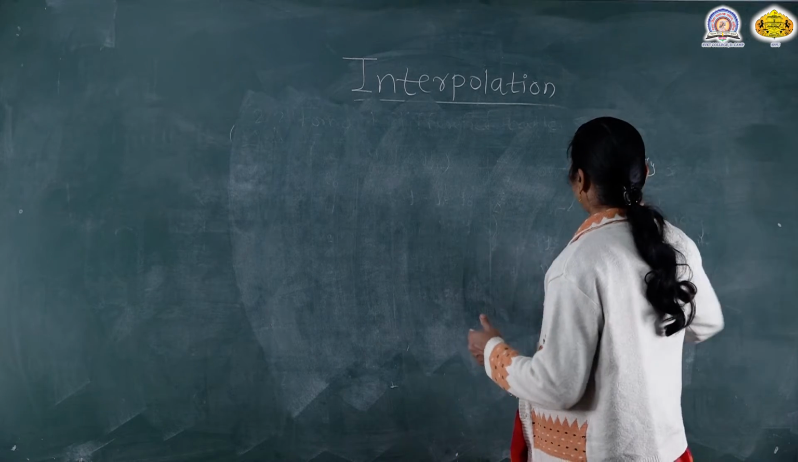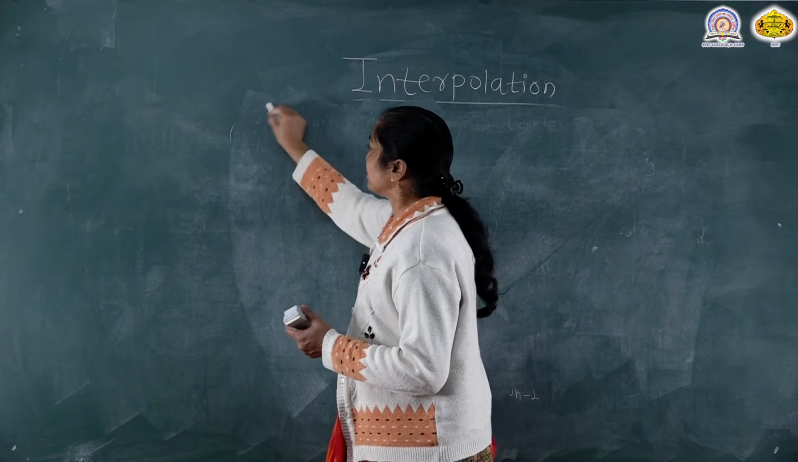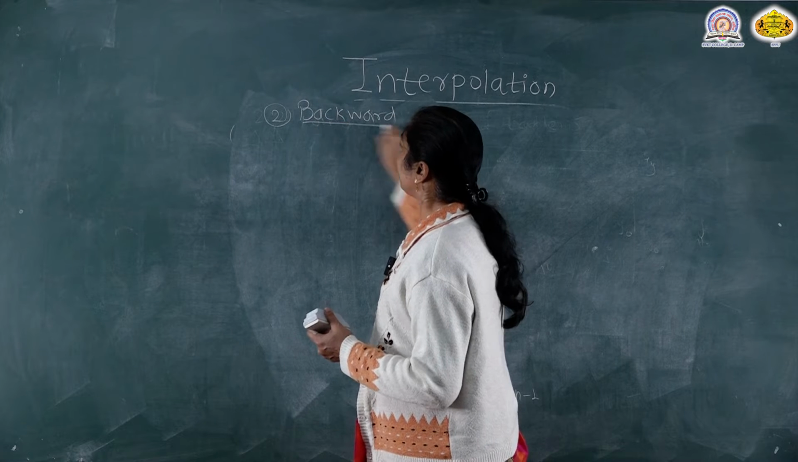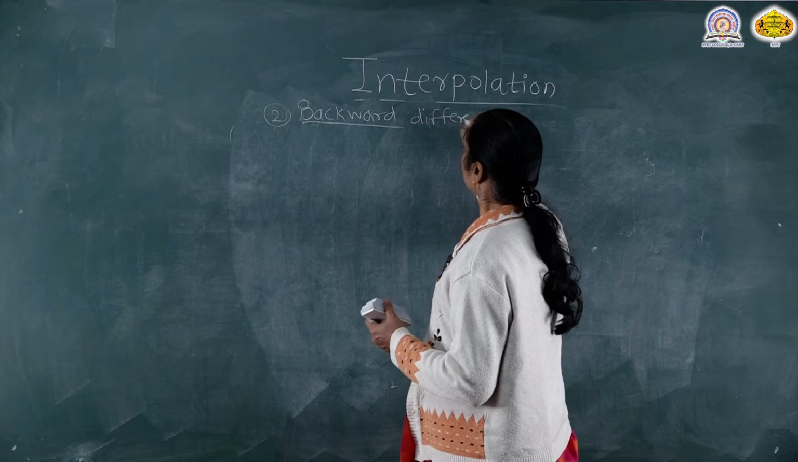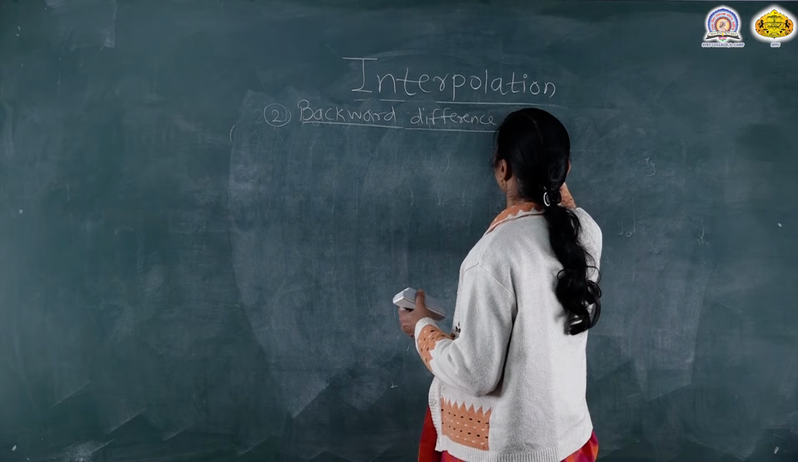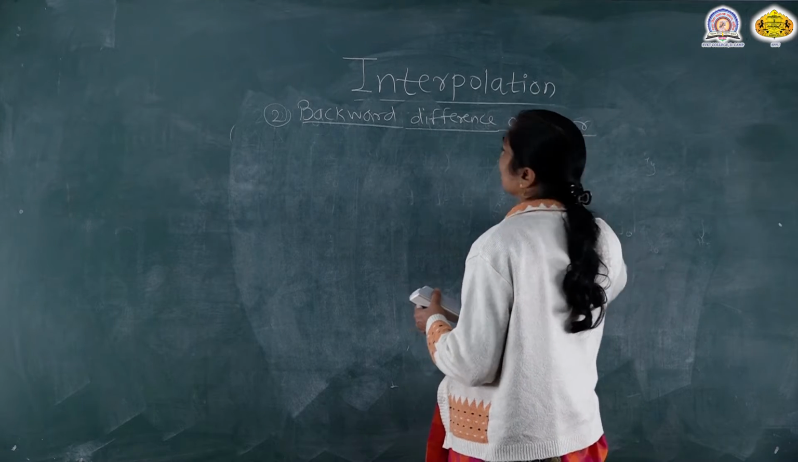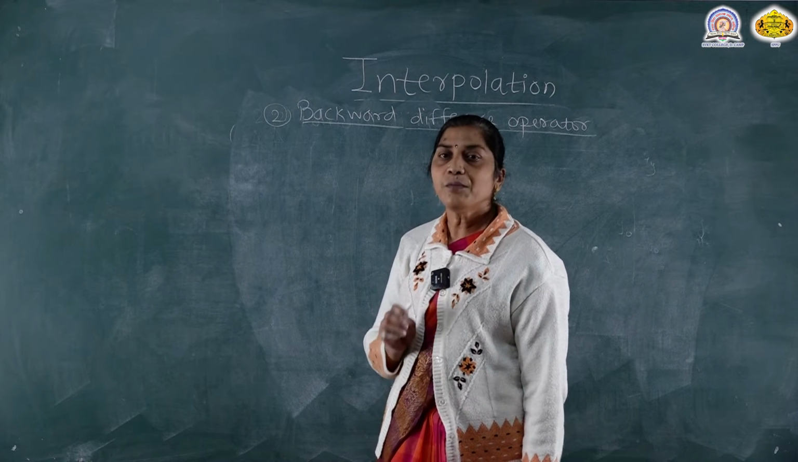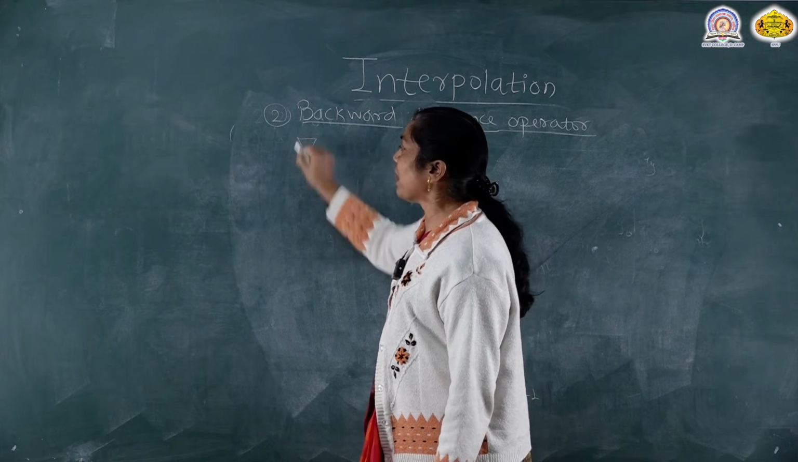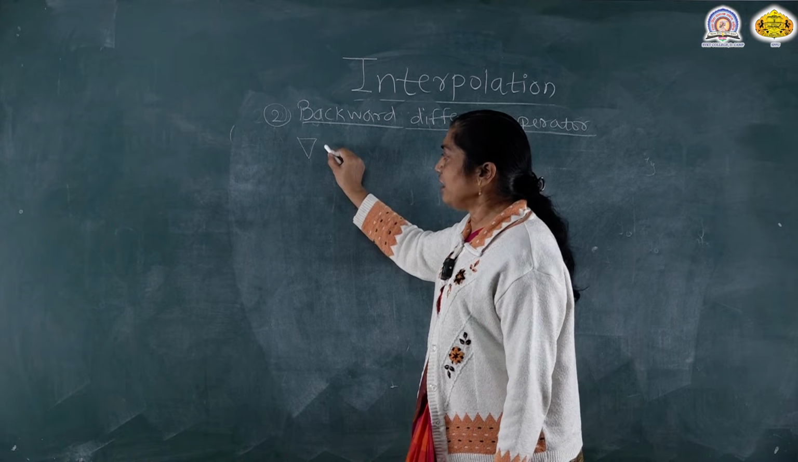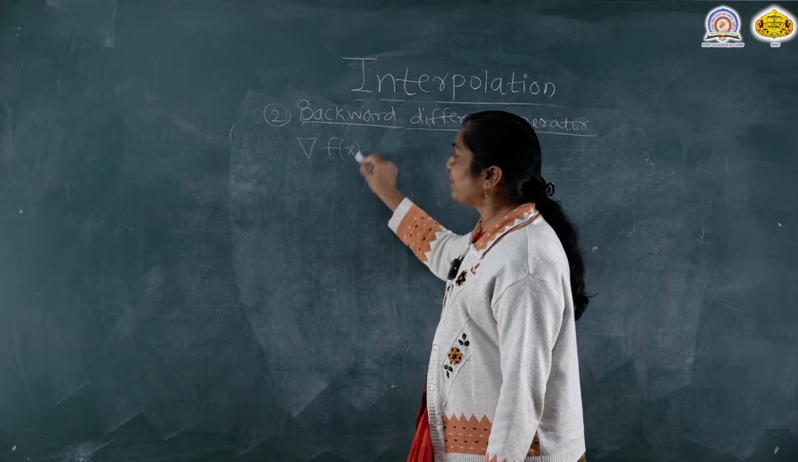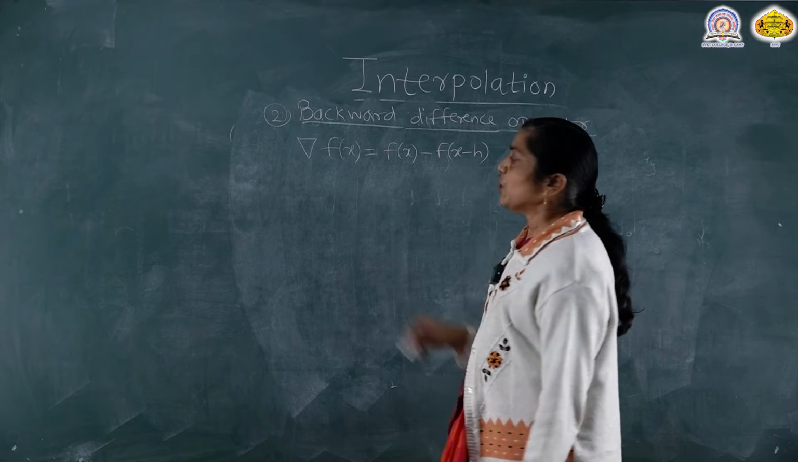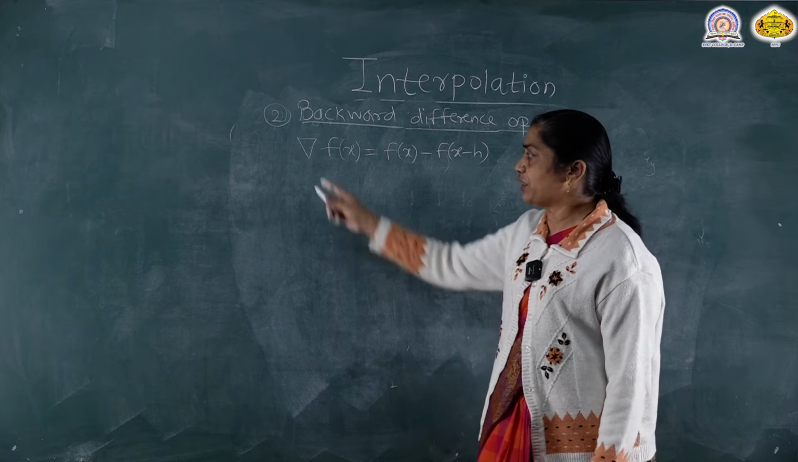Now the second differences are known as the backward difference operator. So the second operator is known as the backward difference operator. If f(x) is a real valued function of real variable x, then the backward difference is given by the operator del, and it is defined as del f(x) is equal to f(x) minus f(x minus h). So this is the definition for the backward operator.